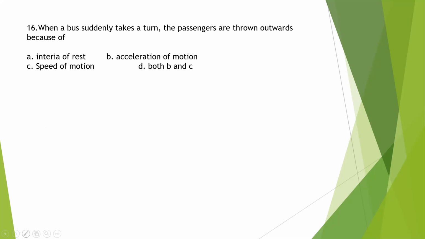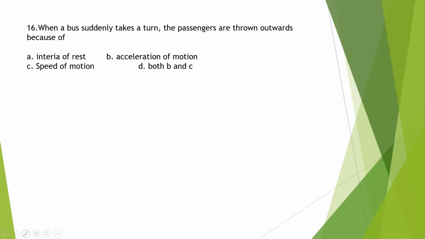When a bus suddenly takes a turn, the passengers are thrown outward because of. So because of what are the passengers thrown out? Here option A, that is inertia of rest. Option B, acceleration of motion. Option C, speed of motion. Option D, both B and C.